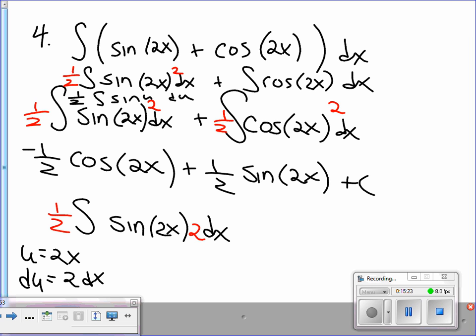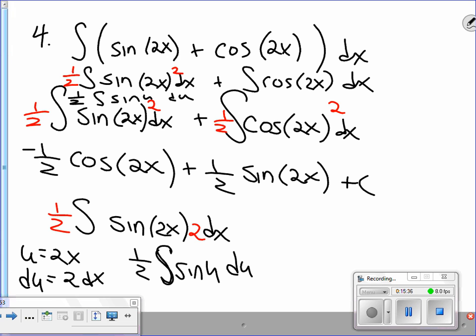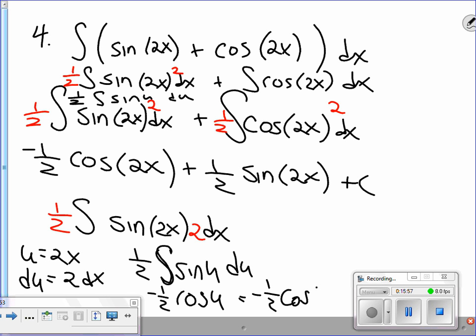So what I have now is 1/2 the antiderivative of sine u du. Now, see, I'm not doing all the u's and converting it before, but you definitely can. So I have 1/2 negative cosine u, or negative 1/2 cosine u. And if you put the u back to 2x, you have negative 1/2 cosine of 2x for the antiderivative of the first term.